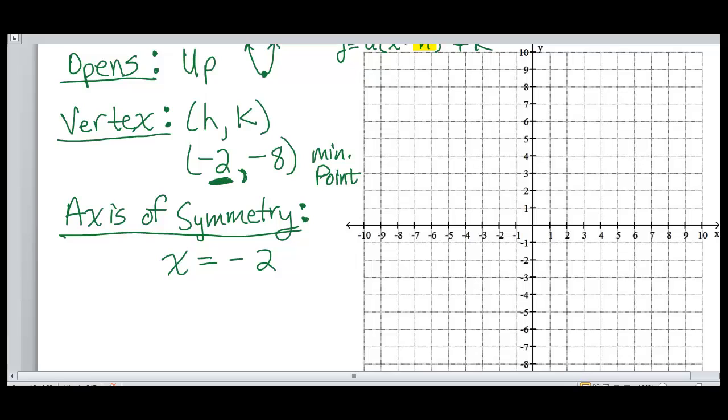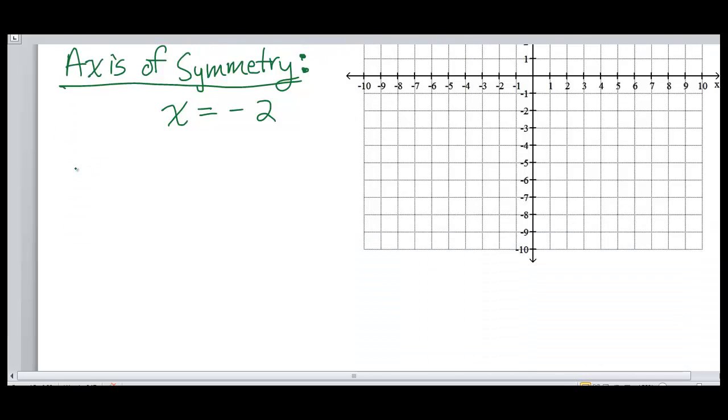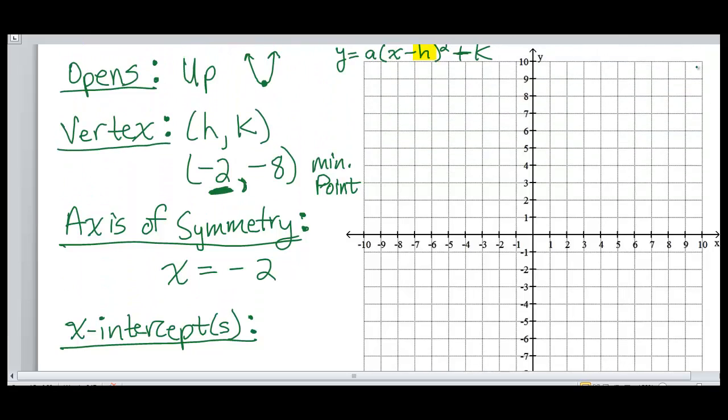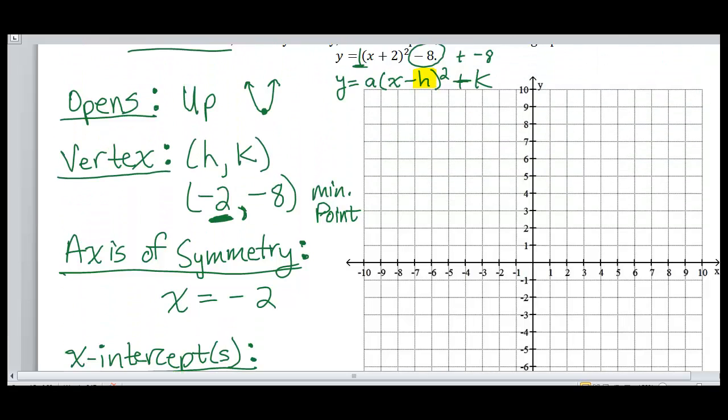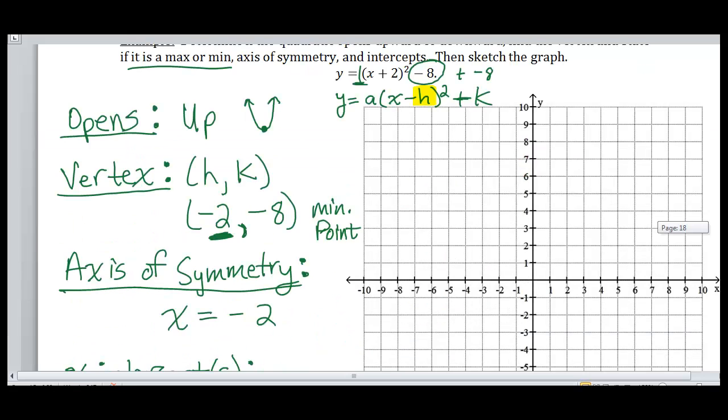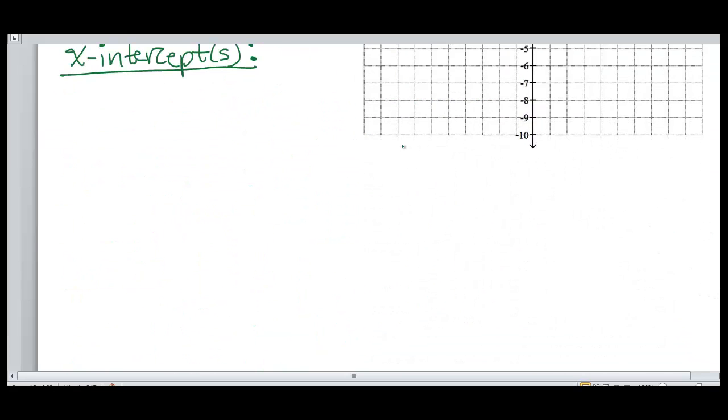Now it's time to find our intercepts. I'm going to start with finding my x-intercept. There may be more than one, there may be one, there may be none. You never know. Remember, to find your x-intercepts, you let y be 0. I'm going to remind myself of what equation I have here: (x plus 2) squared minus 8. So we let y be 0, and we solve for x.